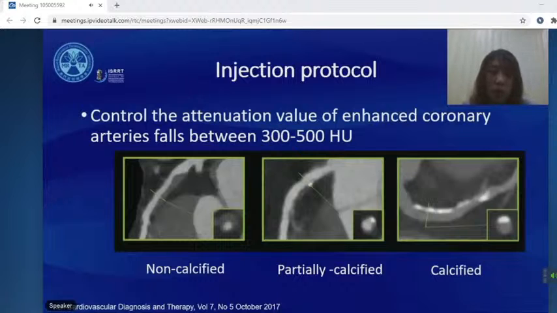And now we have totally changed that. Here shows you 3 pictures of classification, including non-calcified, partially calcified, and calcified. Our aim in performing the contrast scan is to distinguish abnormal parts from the images. In our experience, an attenuation value of the coronary arteries between 300 to 500 HU will provide enough image quality and diagnostic images. So how do we set up an injection protocol suitable for the patient?